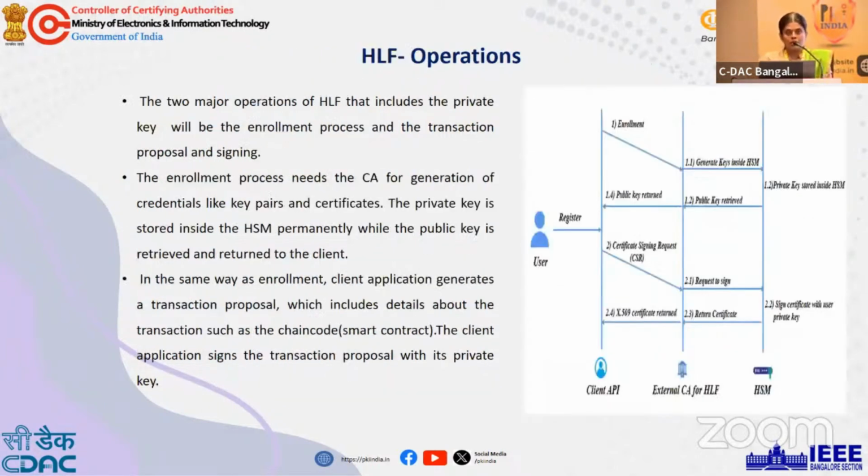So the two major operations of Hyperledger Fabric which extensively use the private key are the initial enrollment process, and transaction proposal and signing. The flow diagram of the enrollment process is presented on the right-hand side of this slide. The enrollment process needs a CA for generation of crypto credentials. The private key will be stored inside your HSM vault itself, yet the public key will be retrieved outside the wallet, because there are a lot of verification processes that will be happening.